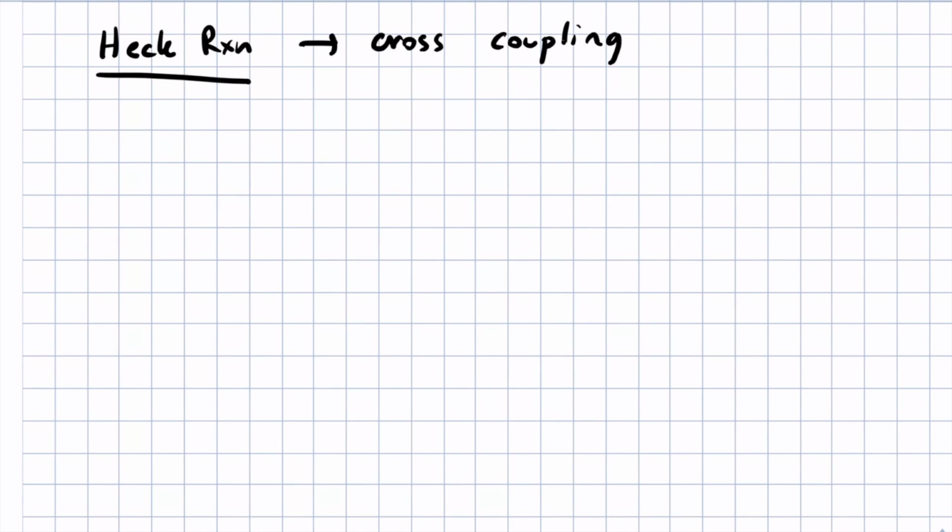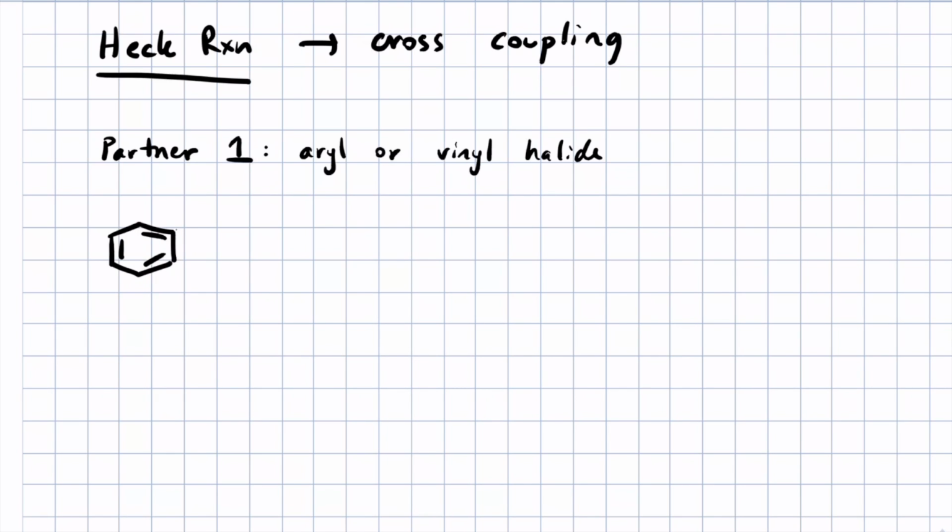So let's give you a sense of the kinds of molecules that work in this cross-coupling reaction. Partner number one is an aryl or a vinyl halide. What do we mean by aryl halide? Aryl halide is a halide that's attached to one of the sp2 hybridized carbons of an aromatic ring.